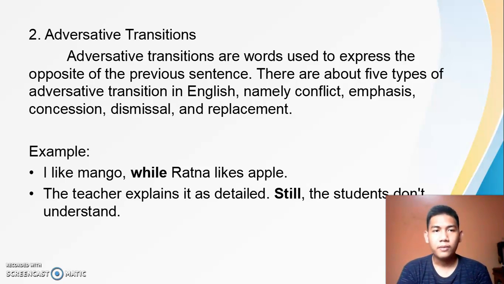Next, adversative transitions. Adversative transitions are words used to express the opposite of the previous sentence. There are about 5 types of adversative transitions in English, namely conflict, emphasis, concession, dismissal, and replacement. For example, "I like mango, while right now I like apple." The word "while" in the example is an adversative transition.